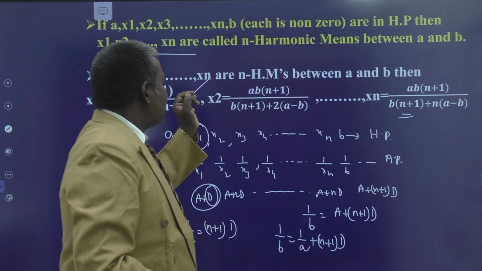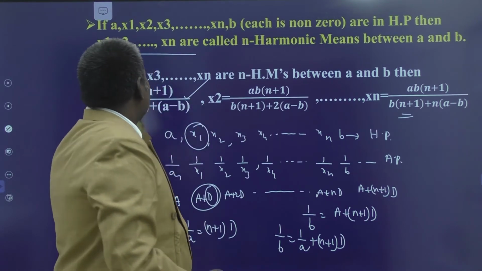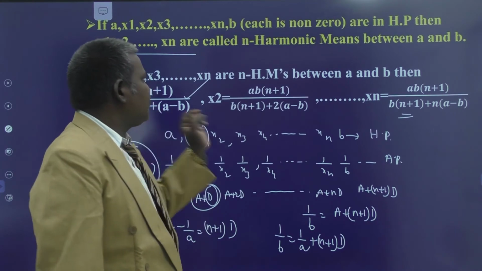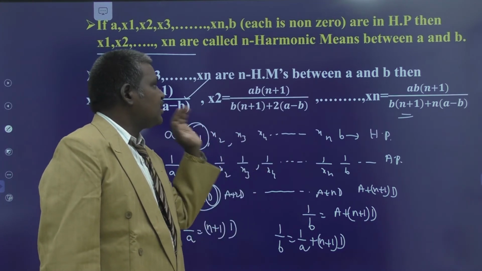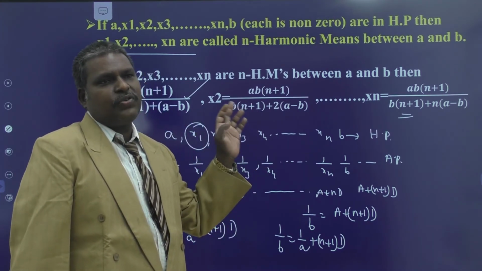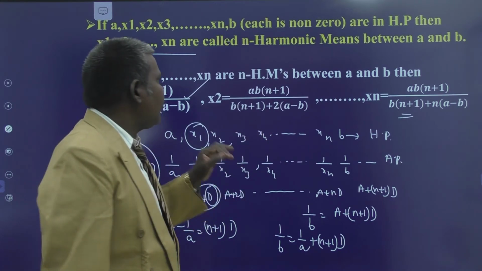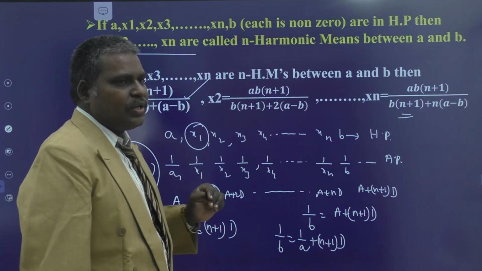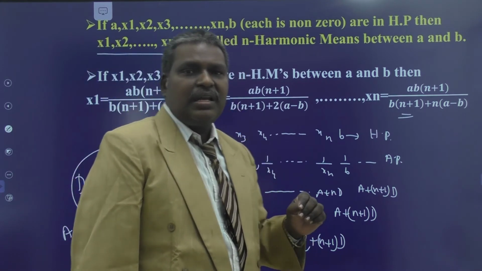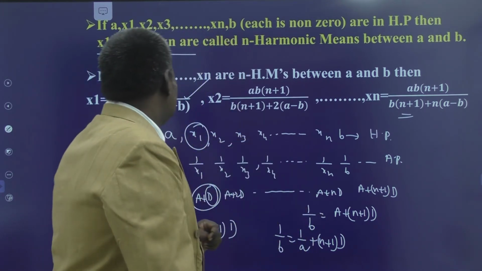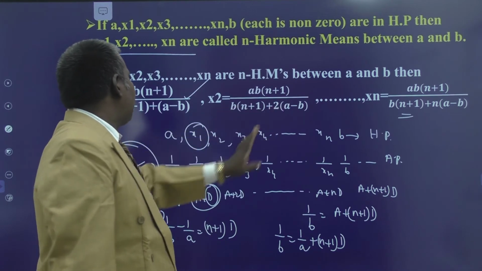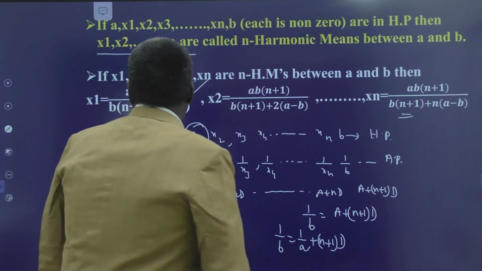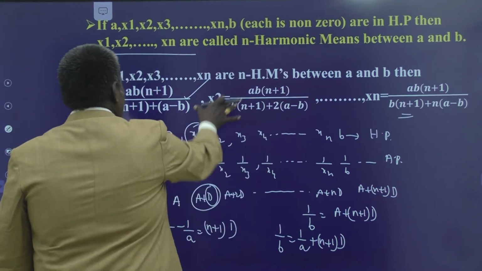So what is harmonic means? Suppose a, x1, x2, x3 and so on up to xn, b are in harmonic progression. Each term is non-zero, because if you take the reciprocal it should not be zero. If these are in harmonic progression, then we say that x1, x2, x3 and so on up to xn are called n harmonic means. These are the harmonic mean values x1, x2, x3 and so on up to xn in terms of a and b. This is the derivation for that.